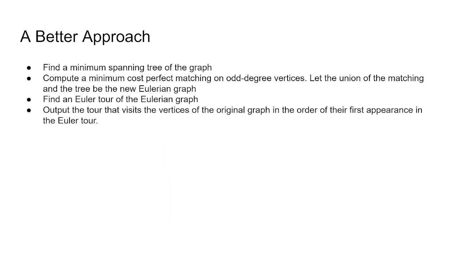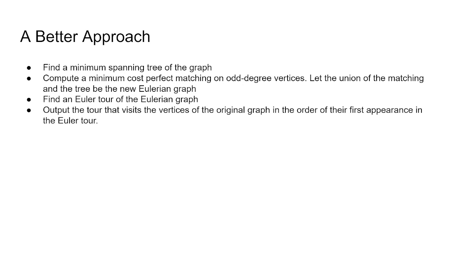But the previous approach is obviously not the best one. A better approach would be, instead of doubling every edge in the minimum spanning tree, we compute a minimum cost perfect matching on odd degree vertices and let the union of the matching and the tree be the new Euler graph, and we do the rest the exact same way. So let me explain how perfect matching works.